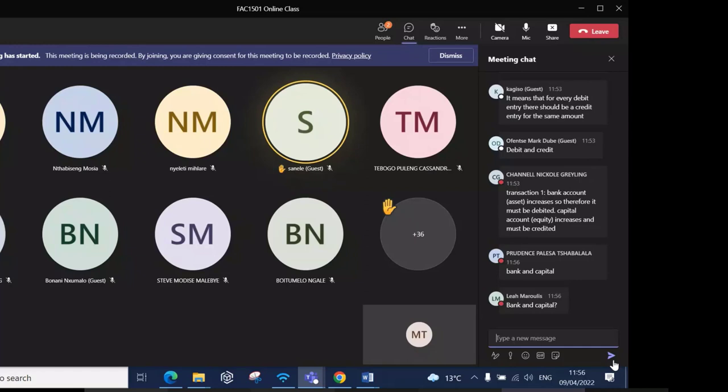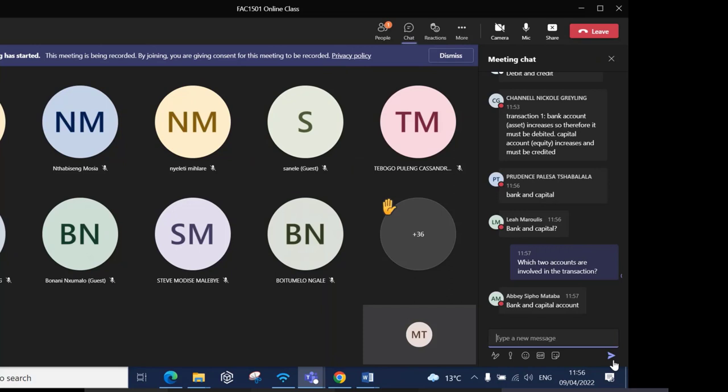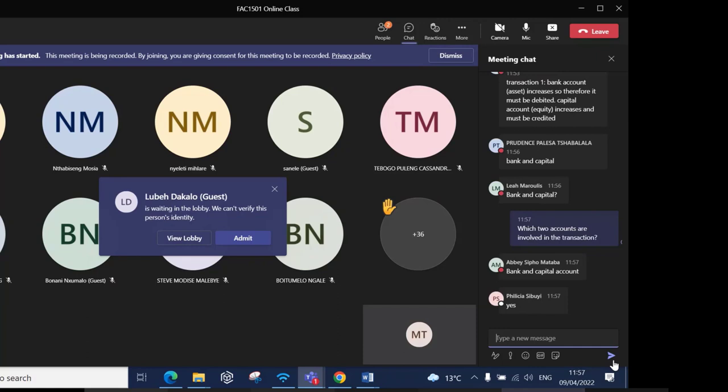So I see that Chanel has also answered. She said bank and capital. Prudence, bank and capital. Leah, bank and capital. Paul, bank and capital. Okay. Guys, do you agree with them? Do you agree? Bank and capital, yes. Palisa agrees.